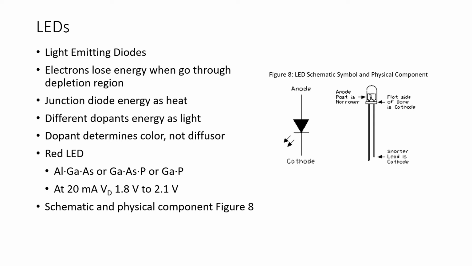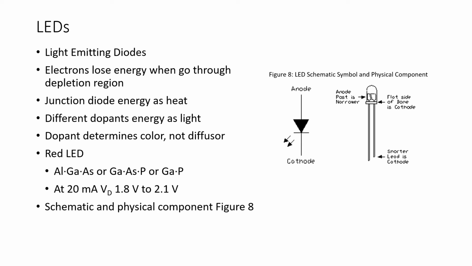Now, the dopants used in an LED determine the color of the LED. It's not the diffuser or the plastic lens of the LED. However, they do typically put a red diffuser on a red LED, a green diffuser on a green LED, but it's not the diffuser or the lens that determines the color of the LED. It's actually the dopant. Different elements give their energy up at different wavelengths.